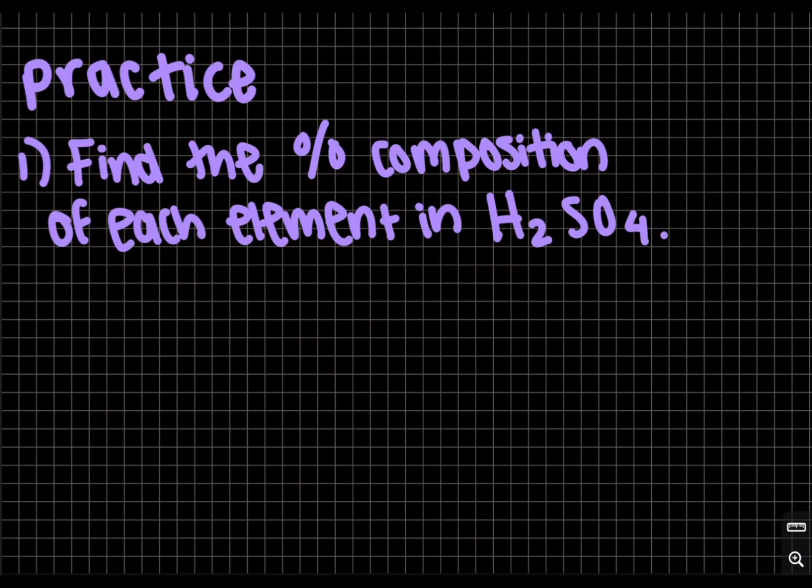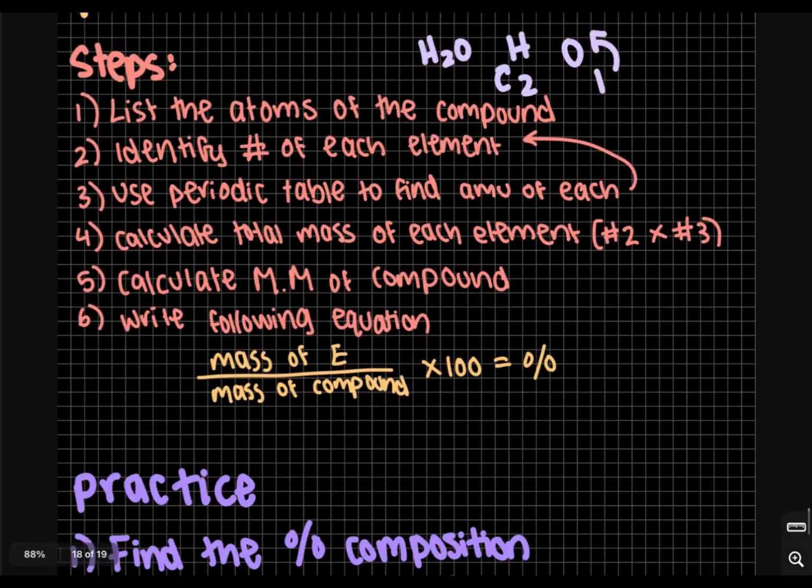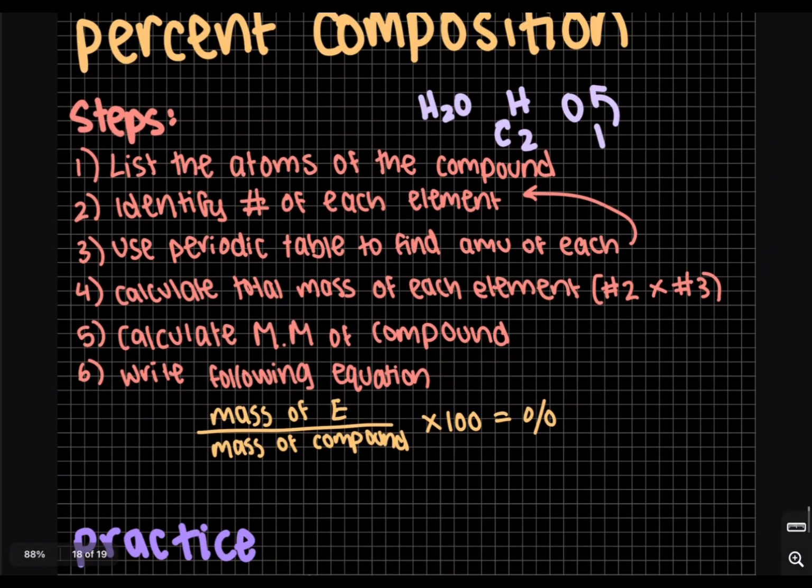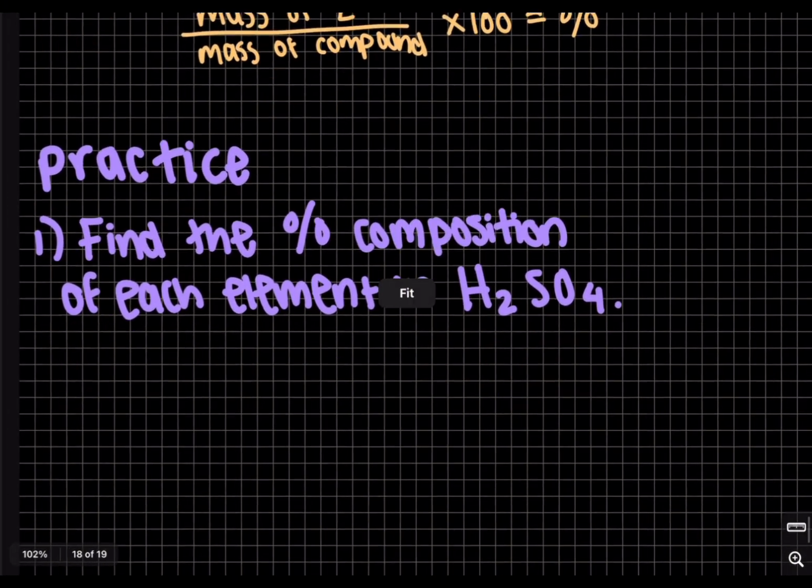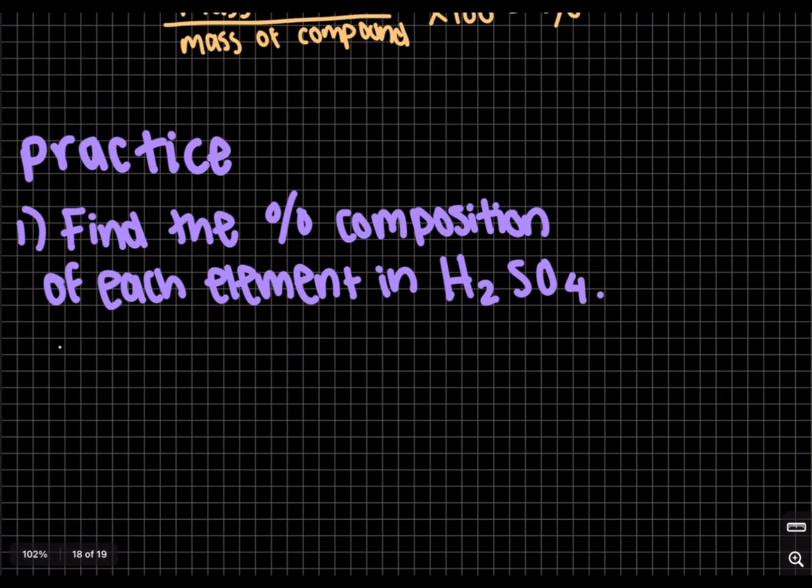Question number 1 is find the percent composition of each element in H2SO4. The way we are going to do this is we will be following the steps exactly. We're going to go over every single step. Step number 1 is to list the atoms of the compound. So in H2SO4, I have hydrogens, I have sulfur, and then I have oxygens.